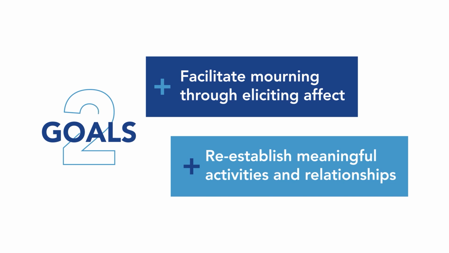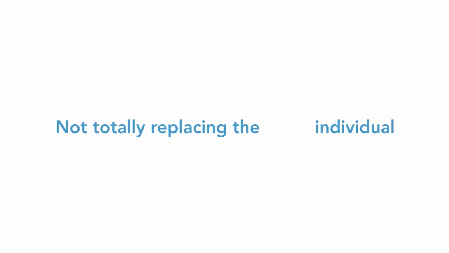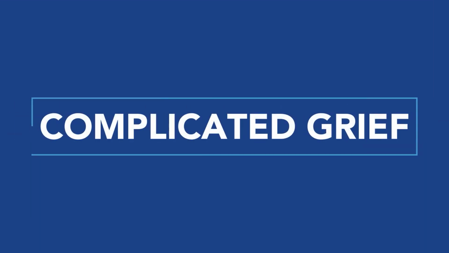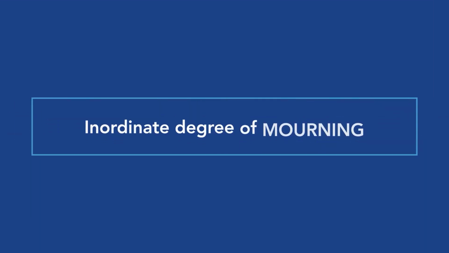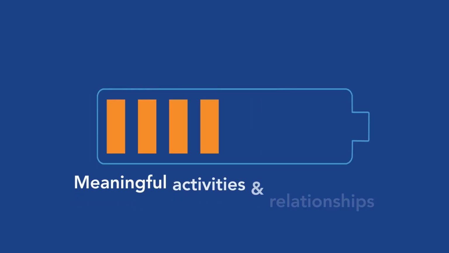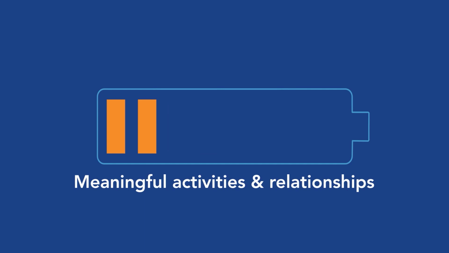These activities and relationships, while not totally replacing the lost individual, assist the patient in developing interests and passions apart from the loss. We can think of complicated grief as a process whereby an inordinate degree of mourning saps the energy the person would otherwise be using in meaningful activities and relationships, while the unwillingness or inability to experience the affect associated with the loss holds this process in place.